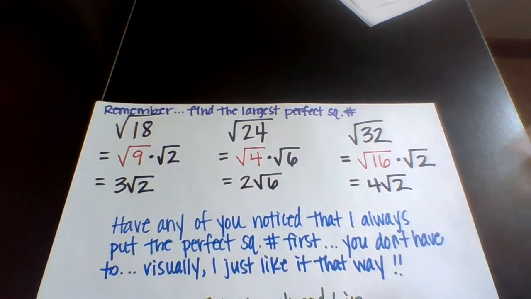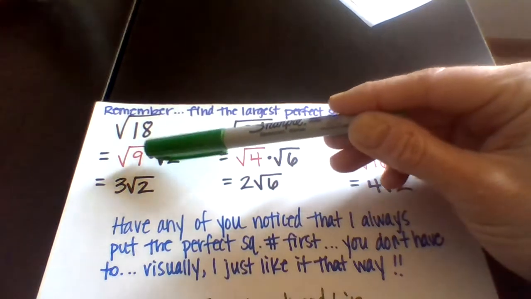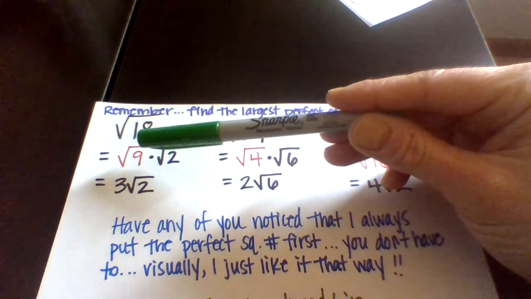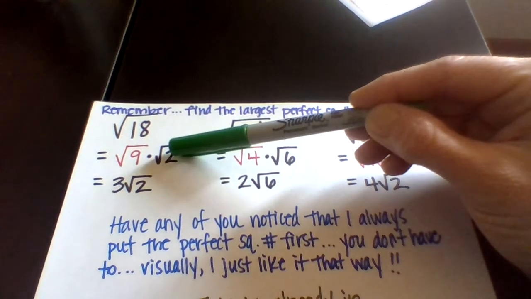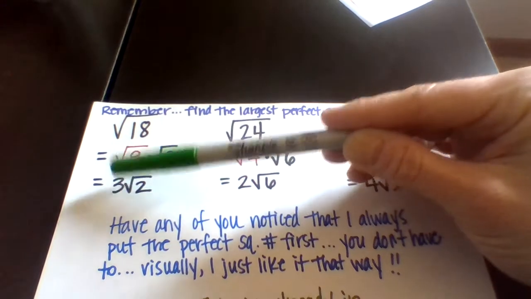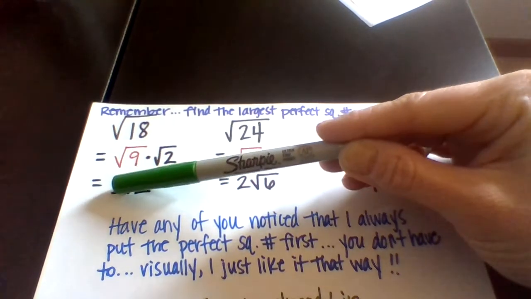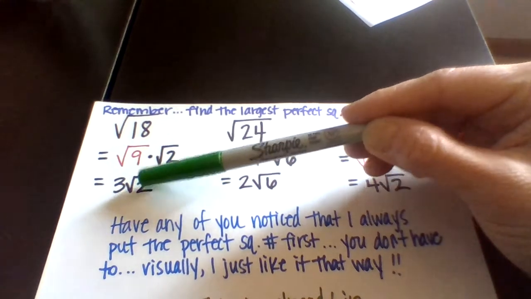Okay, so the square root of 18. Out of all the factors of 18, the largest perfect square number, actually the only perfect square number, is 9. So the square root of 9 times the square root of 2. What happens with the square root of 9? It becomes 3. Not the square root of 3, just 3. And the final simplest radical form answer is 3 the square root of 2.